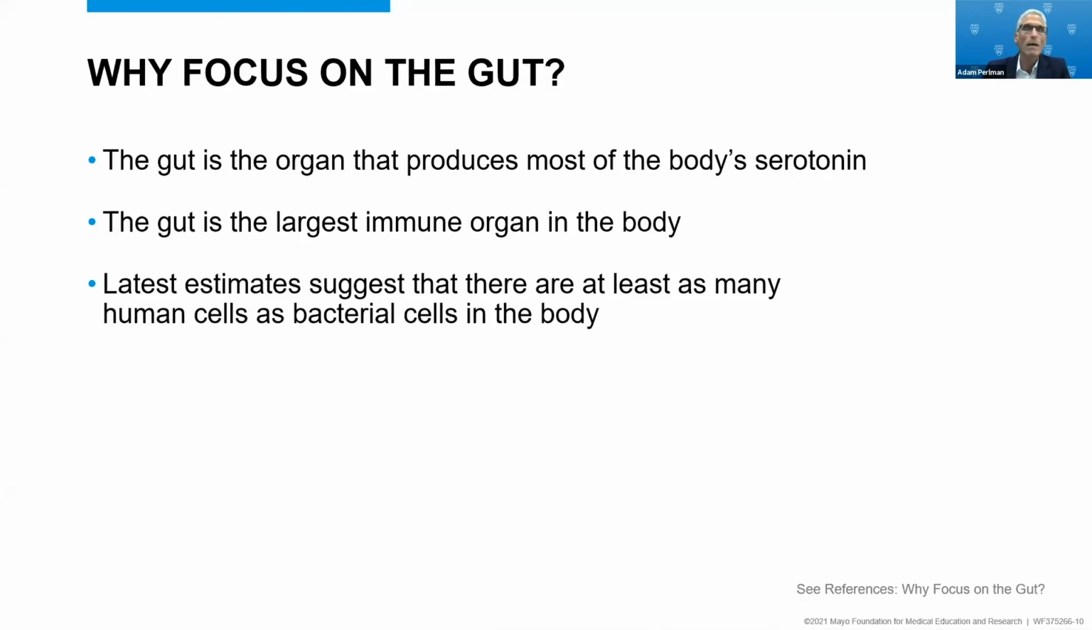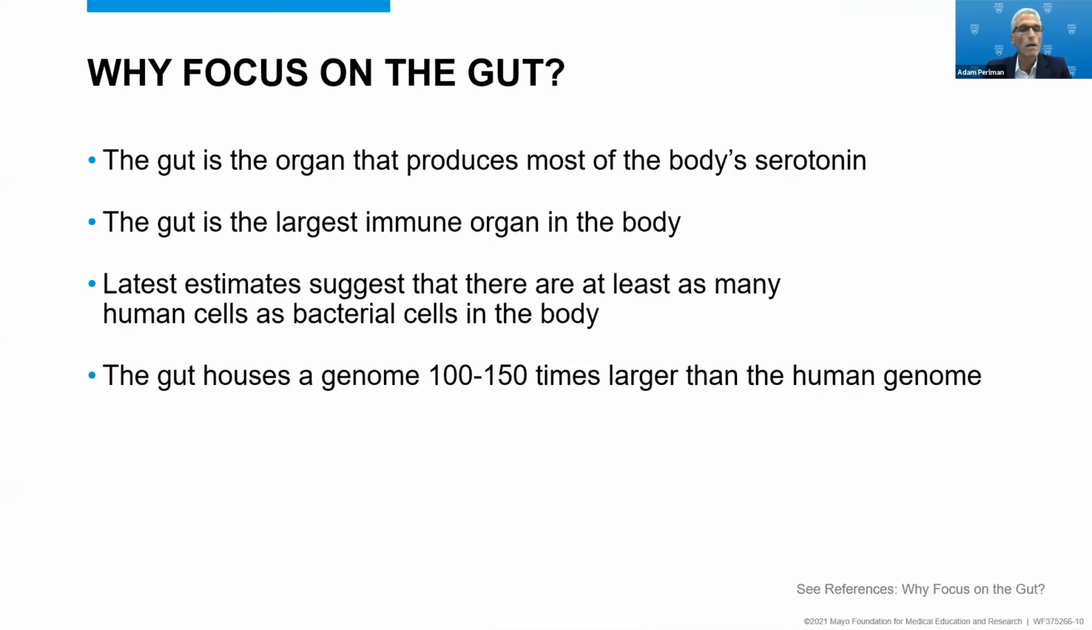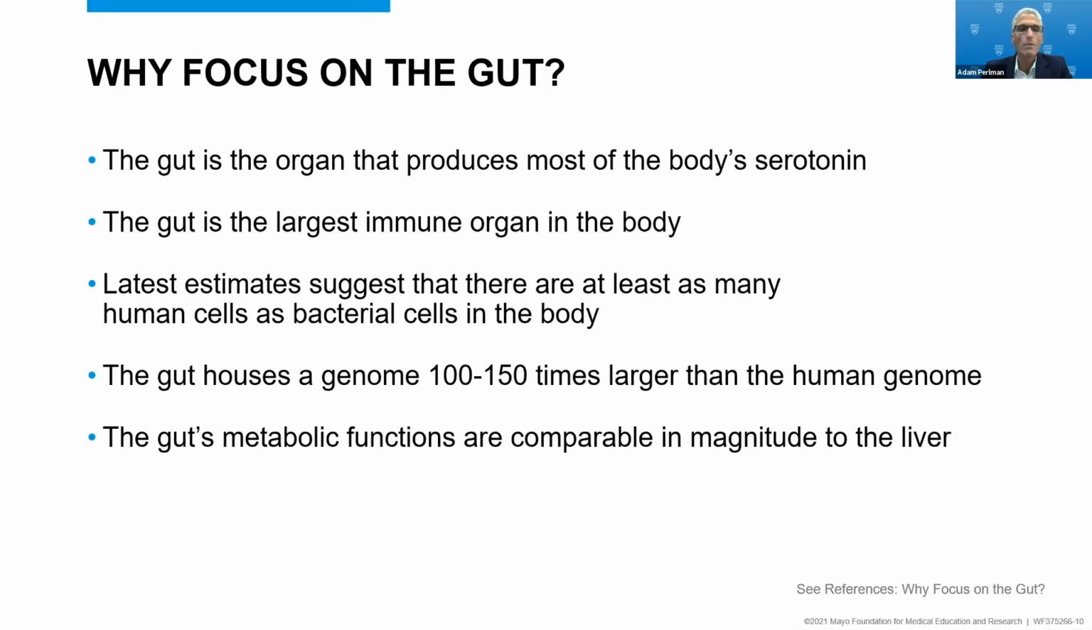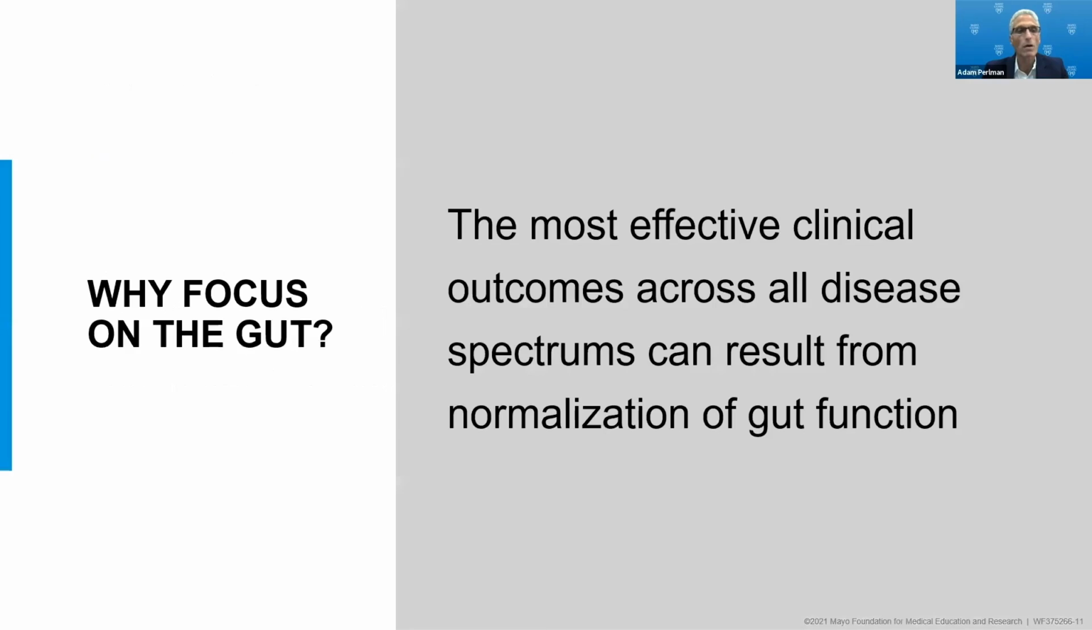There's at least as many, maybe I should have said this the other way, bacterial cells in the microbiota as there are human cells. There is quite a bit more genome in what's referred to as a microbiome, which refers to the genetic material within the microbiota, which are the bacteria itself and protozoa and others, much larger than the human genome. And the metabolic functions are really comparable to the magnitude of the liver, and we'll talk more about that. So this is a pretty strong statement.